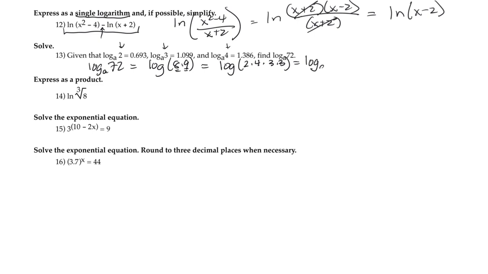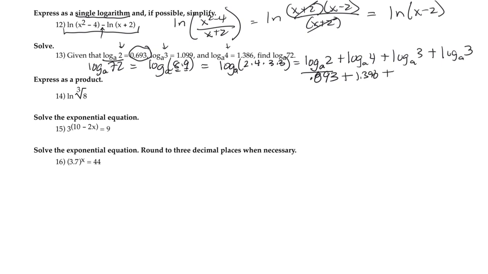So it'd be log base a of 2, I should have a base there, plus log base a of 4, plus log base a of 3, plus log base a of 3. And then log base a of 2 right up here is the same as 0.693. So I'll just write 0.693 plus log base a of 4 is 1.396. Log base a of 3 is 1.099. And then plus 1.099 again. And then just add those numbers up.